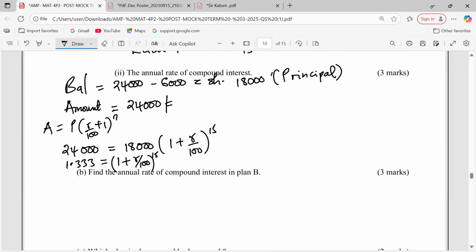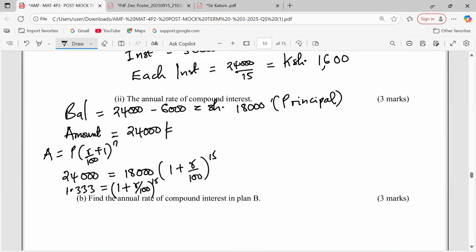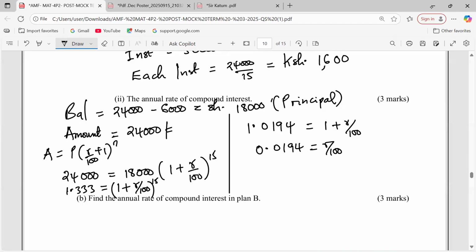Now that this is raised to 15, we can take the 15th root on both sides. So 15 shift power, that's what you type. You get 1.0194 equal to 1 plus rate over 100. We have obtained the 15th root, so power 15 is now not there. We subtract 1, we get 0.0194. This is equal to R over 100. How will you get R? You multiply by 100 both sides, 1.94, and this is per month.